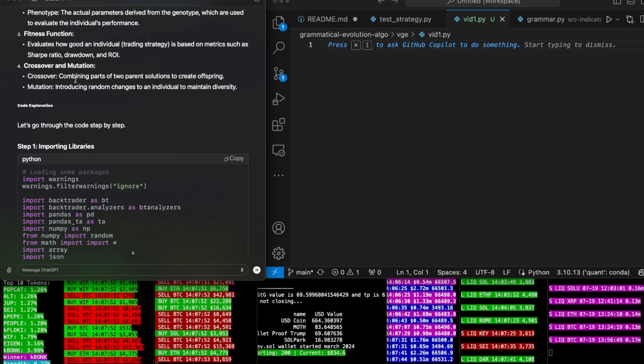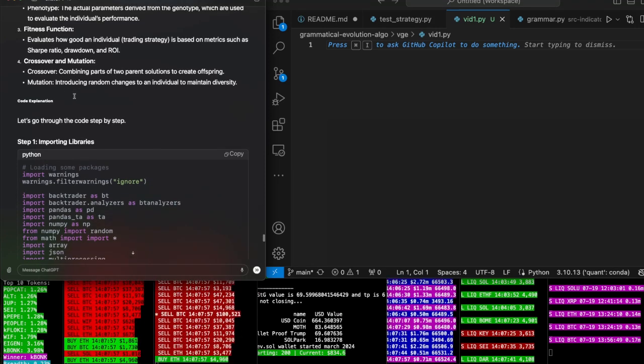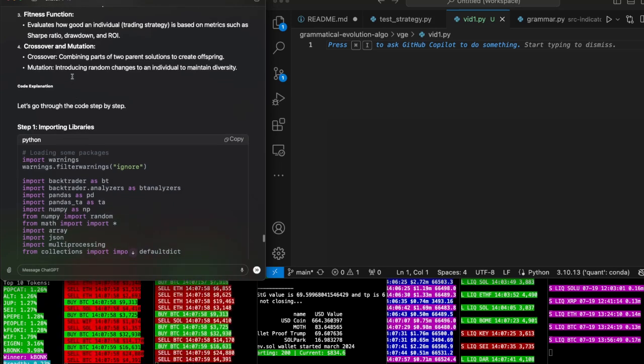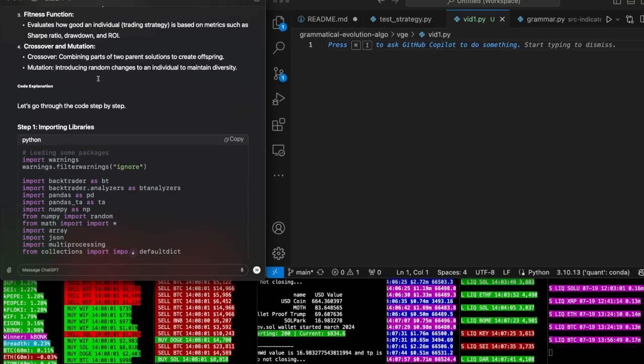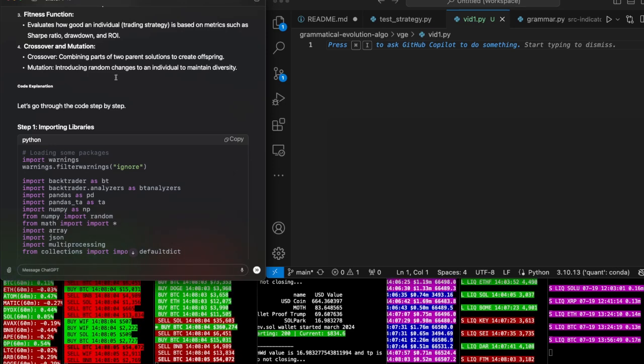Crossover and mutation. Crossover, combining parts of two parent solutions to create offspring. Mutation, introducing random changes to an individual to maintain diversity.